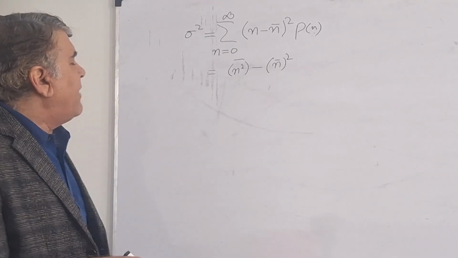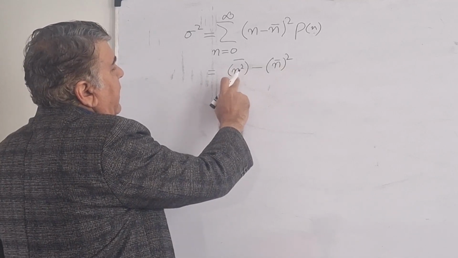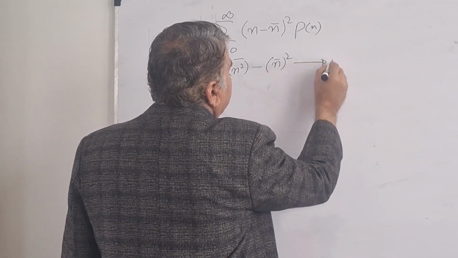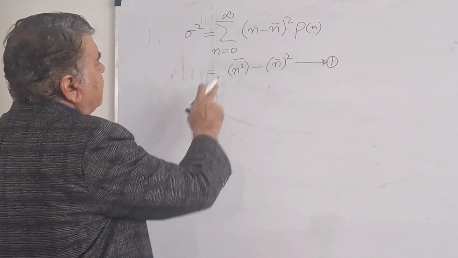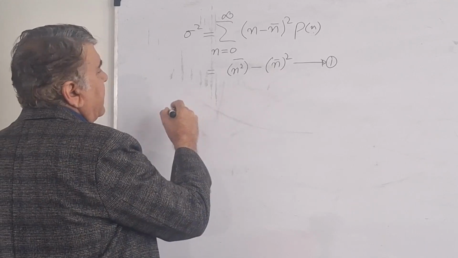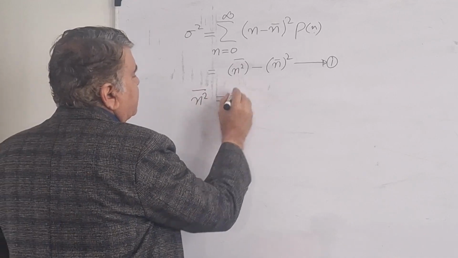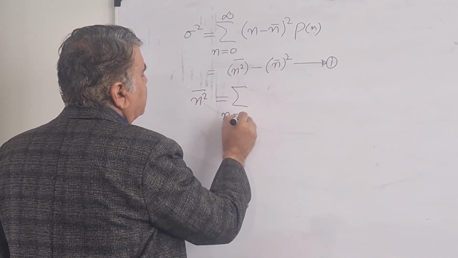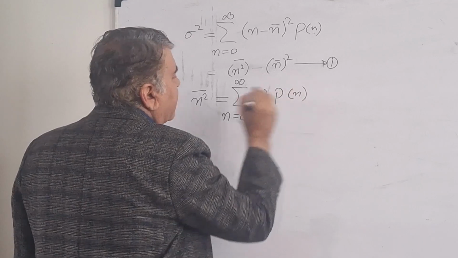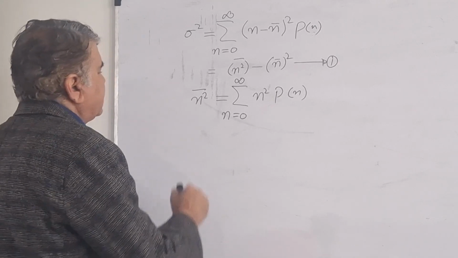So in order to find the variance, I just need to find this thing, and you will see only this thing would let us know about the variance. So I call this equation 1. And I want to find the average of the square of the random variable. We know that the average of n squared is in fact given by the sum over n equals 0 to infinity of n squared P of n, where P of n is the Poisson distribution, and we know the form of the Poisson distribution.